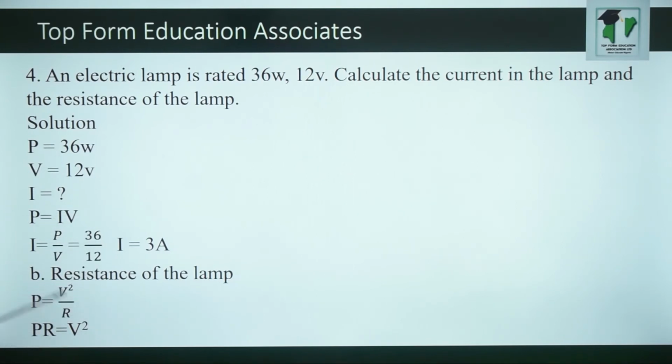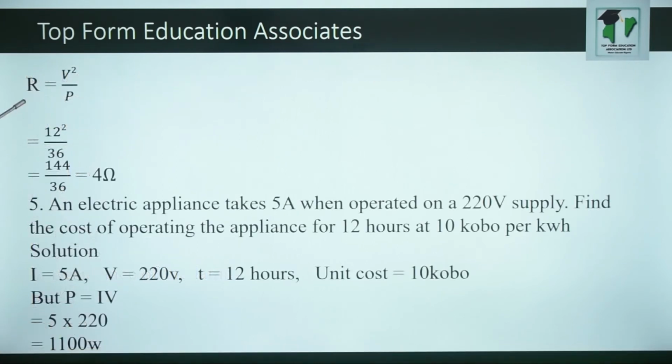You have to calculate also the resistance of the lamp. Based on what you have, we're using the formula P is equal to V squared over R. So we have V given to us as 12 volts, and we are looking for R. So you cross multiply here. I will have PR is equal to V squared. So R is equal to V squared over P. So our V is 12 squared and our P is 36. So we have 12 squared gives you 144. Divided by 36, that gives you 4 ohms.